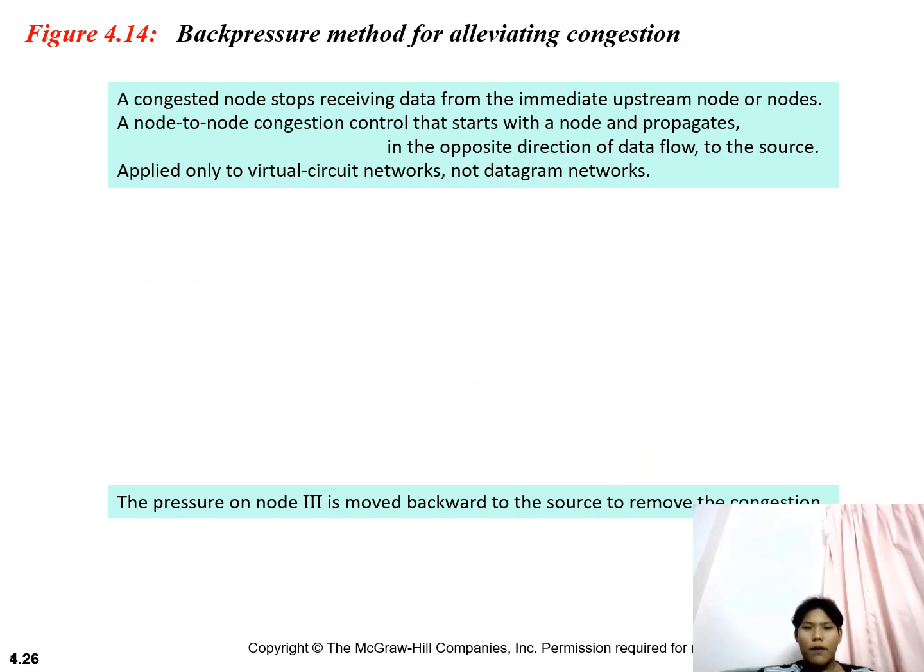Back pressure method for alleviating congestion. The congested node stops receiving data from the immediate upstream node or nodes. It is a node-to-node congestion control that starts with a node and propagates in the opposite direction of the data flow to the source. It applies only to virtual circuit networks, not datagram networks. The pressure on node 3 is moved backward to the source and removes the congestion.